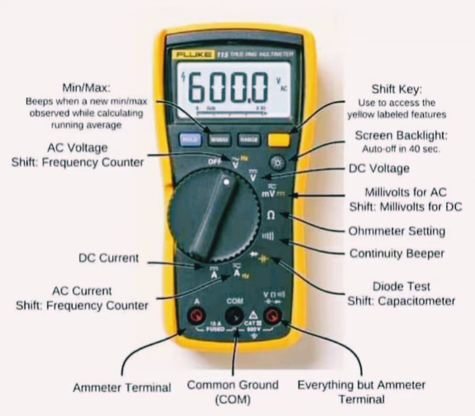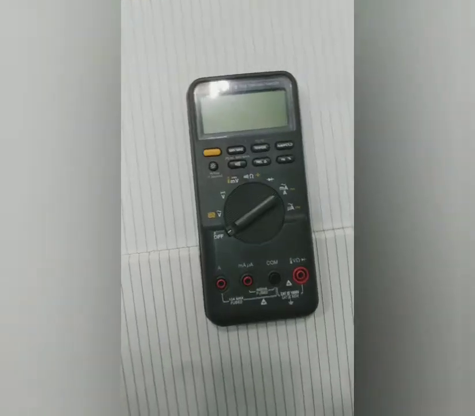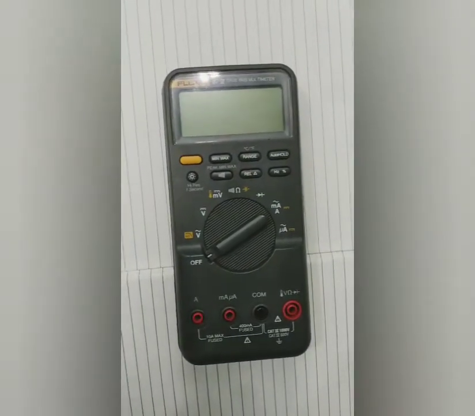Next, the portion where we insert the probe. Here we have a common, and for voltage, resistance, continuity, diode and capacitance checking we connect the other probe on the right side, and for current measurement we need to connect it on the left side. This is the 87V type of multimeter.